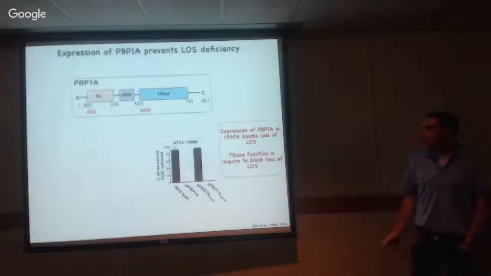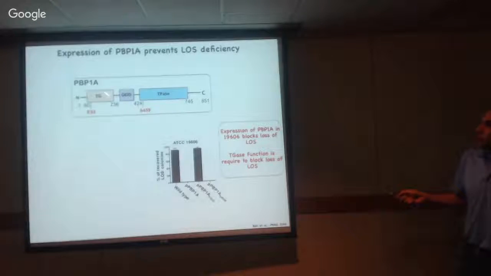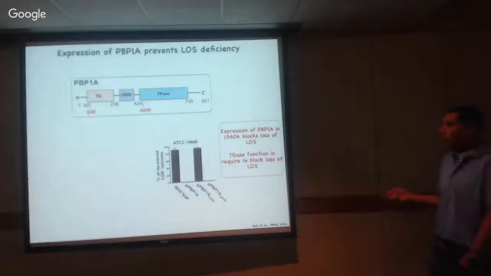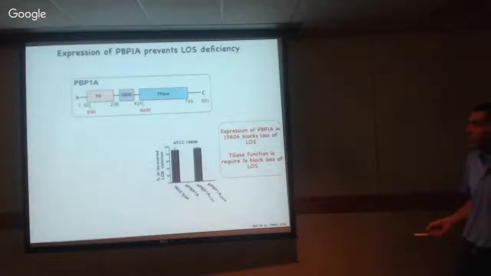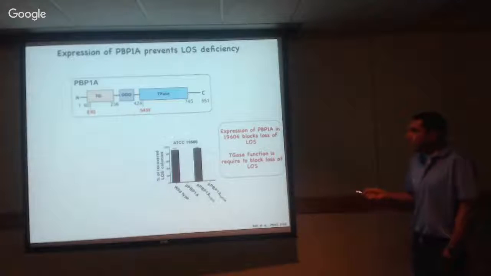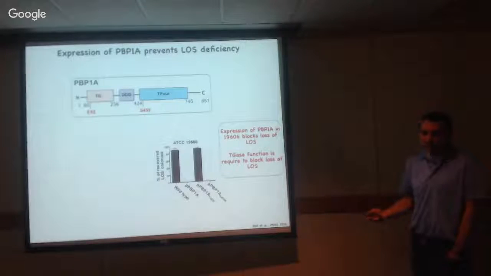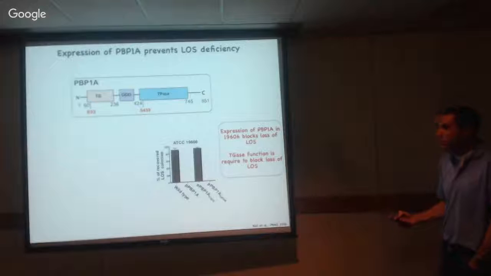We then did some genetic analysis just to confirm. There's a catalytic residue in the transglycosylase domain of PBP1A and a catalytic residue in the transpeptidase domain. We wanted to see if the enzymatic activity of these domains was important for the survival of these cells without LOS. So in 19606, we can isolate LOS-deficient colonies, but when we add PBP1A back in on a plasmid, we lose this ability to isolate LOS-deficient colonies.